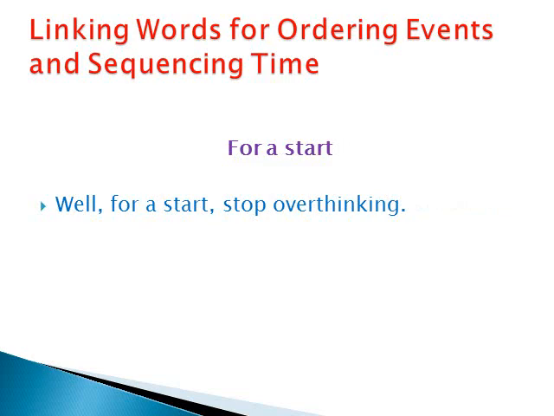For a start. Well, for a start, stop overthinking. We use for a start to point the initial things or very beginning of something. That's why we use for a start. For example, in this sentence we use well. For a start, stop thinking. It means first of all you have to stop overthinking.